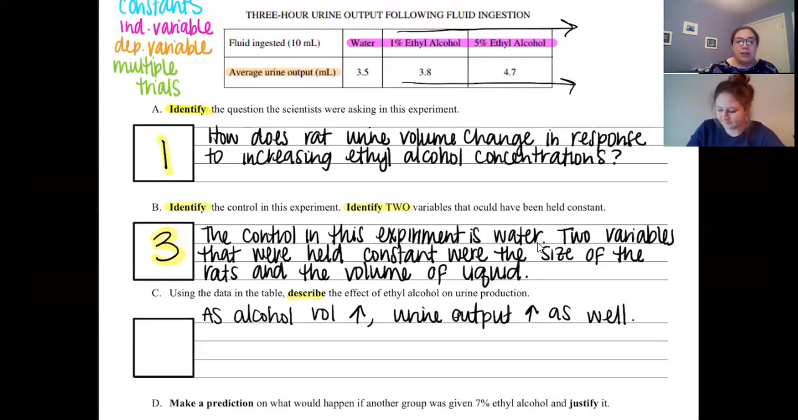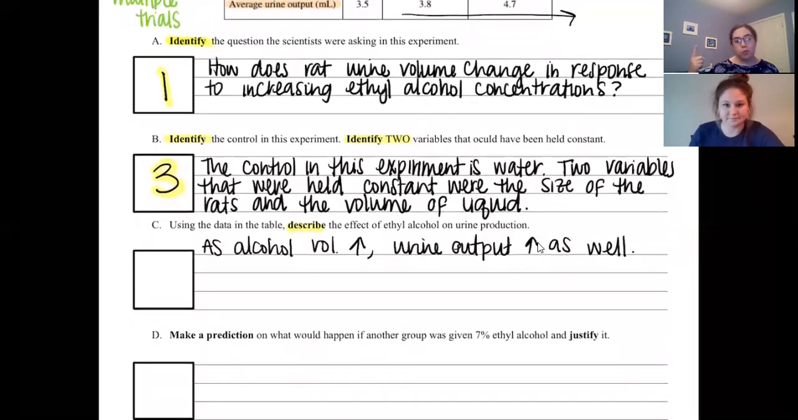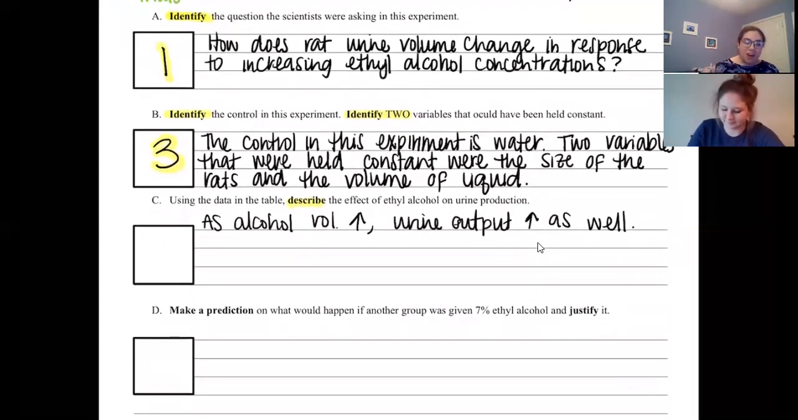The last part, part D, you are asked to make a prediction. I'm sorry, that one would have been worth 1 point. On part D, it's asking you to make a prediction on what would happen if another group was given 7% ethyl alcohol and justify it.